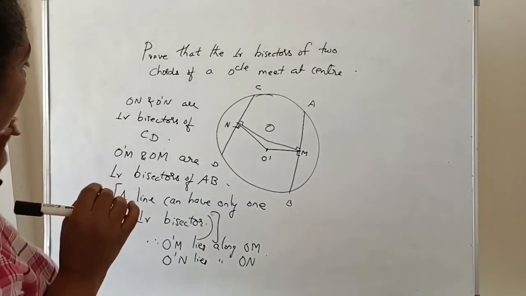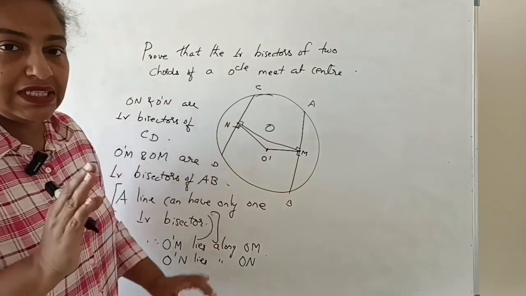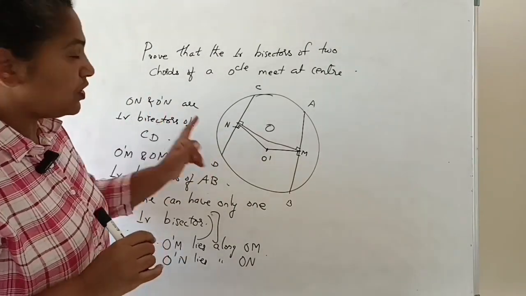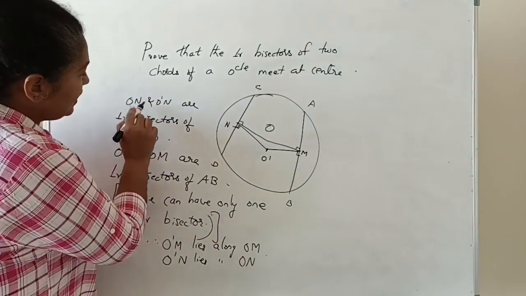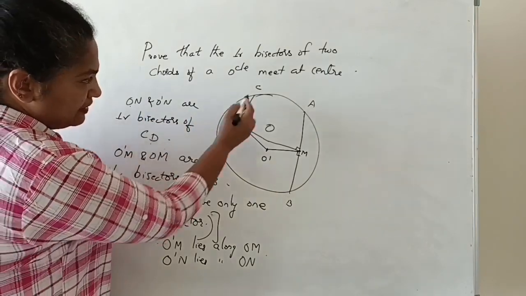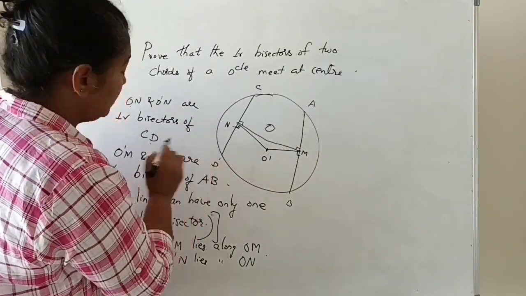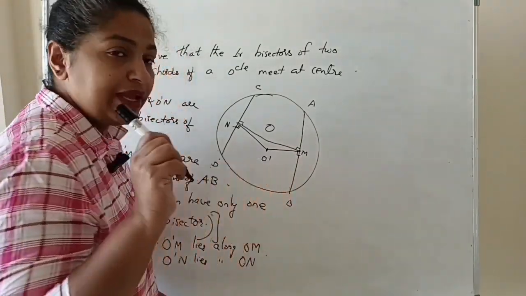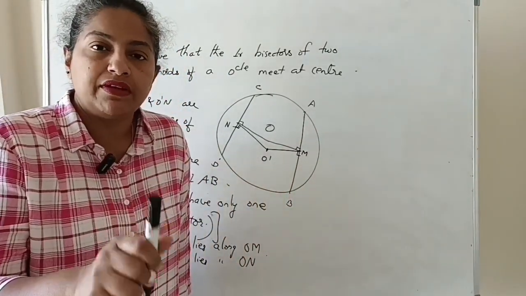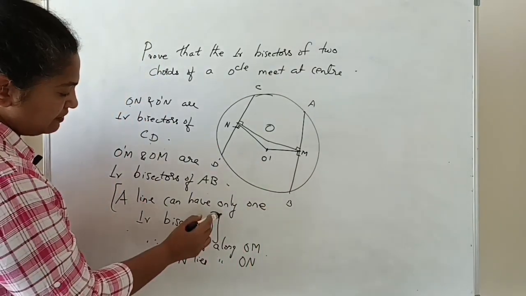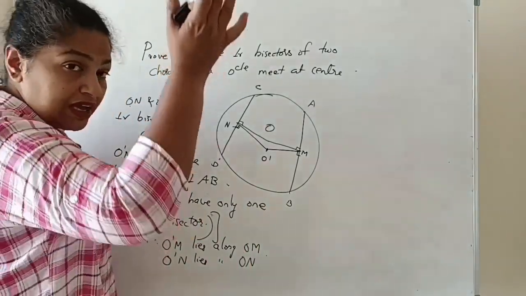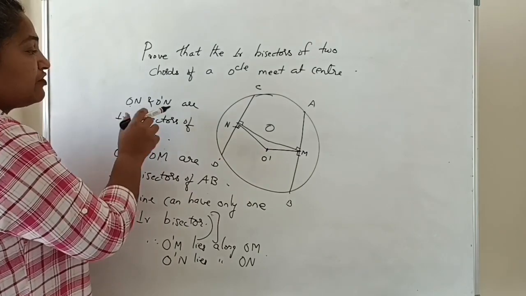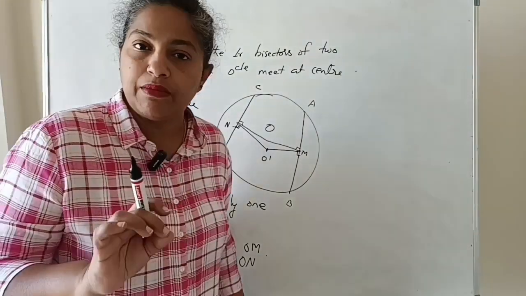Okay. So now I have written down the statement. ON and O dash N are the perpendicular bisectors of CD. O dash M and OM are the perpendicular bisectors of AB. Now a line can have how many perpendicular bisectors? It can have only one perpendicular bisector. So O dash M and OM have to be the same line, and O dash N and ON also have to be the same line.